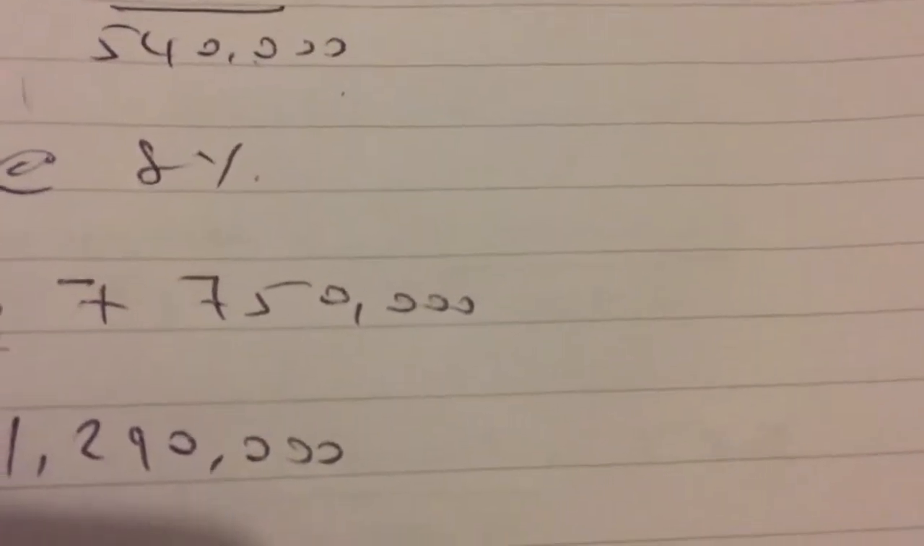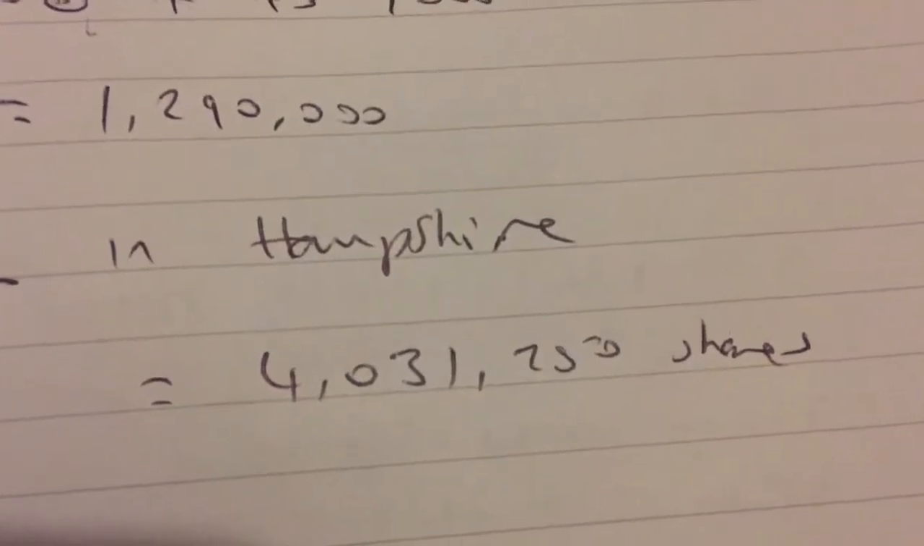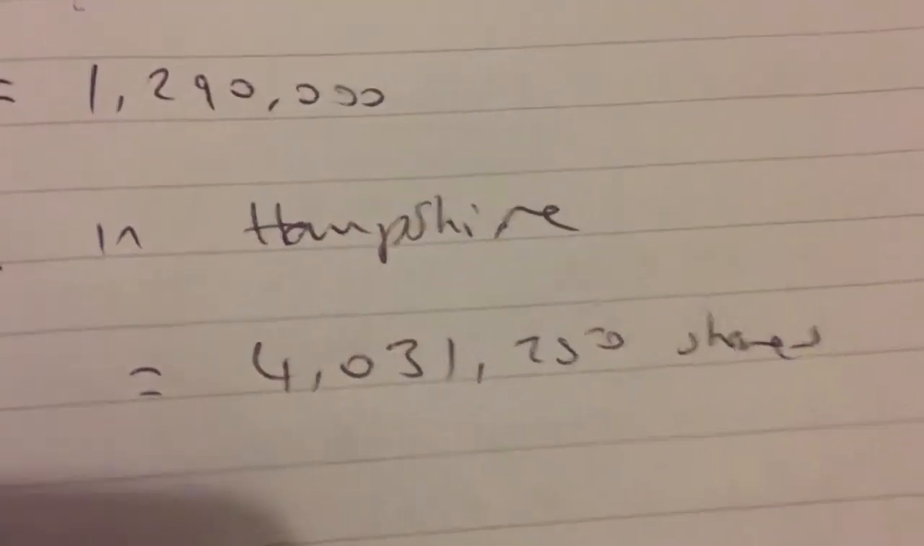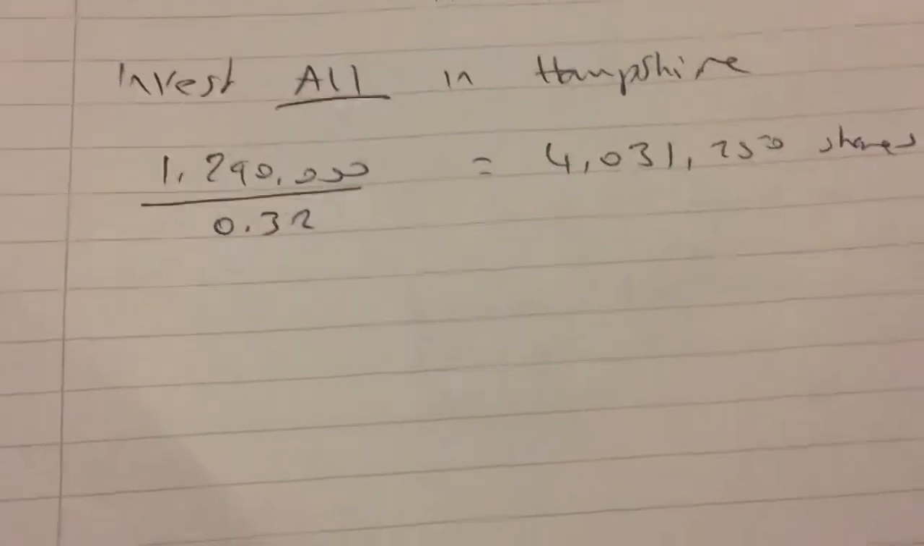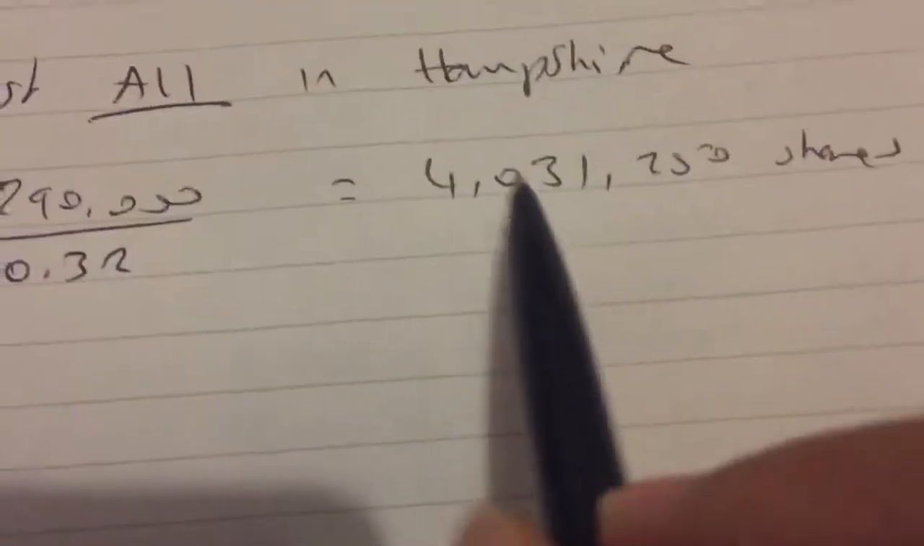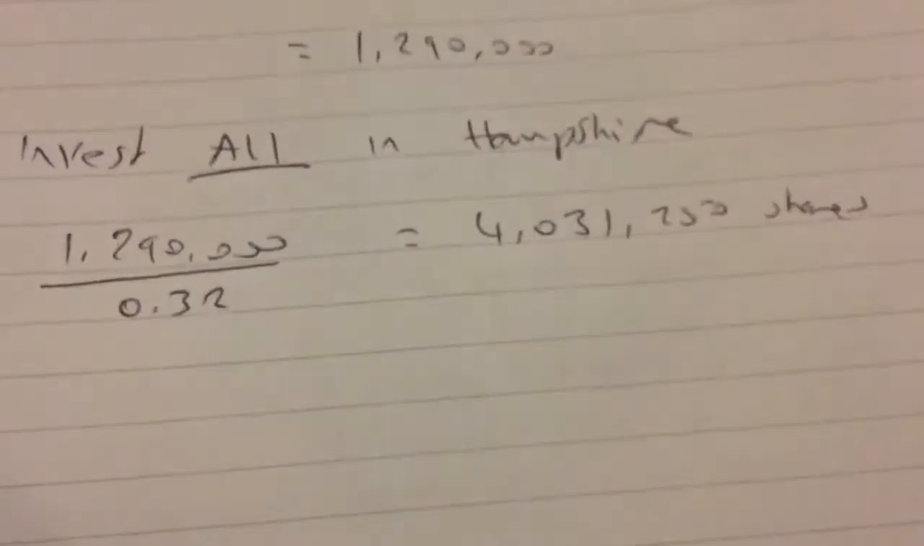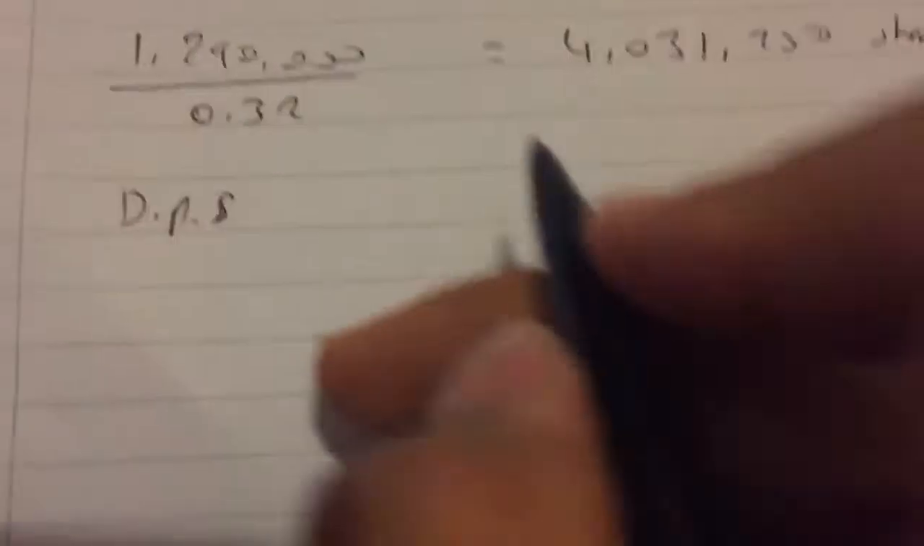So he can buy 4,031,250 shares. So this is the number of shares he can buy, and we want to know what the dividends per share is of Hampshire and how much money we can make from dividends from Hampshire.